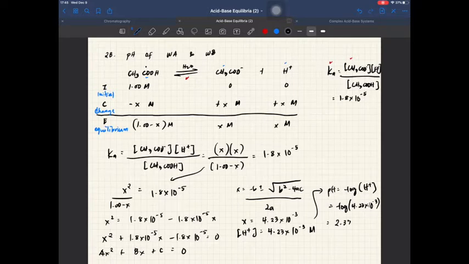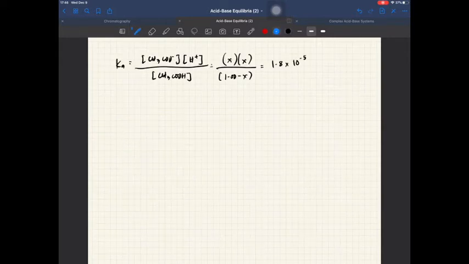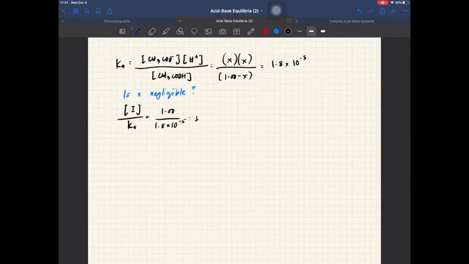But we can calculate the value of x without using the quadratic formula. So we can evaluate whether or not x is negligible by dividing the initial concentration by the Ka value. The initial concentration is 1 molar, and the Ka value is 1.8 times 10 to the negative 5. And we get a value of 5.56 times 10 to the positive 4. One thing that you have to remember here is that if you get a value that is 10 to the 2 or greater than 10 to the 2, that means x is negligible. But if you get a value that is less than 10 to the 1, that means x is not negligible.